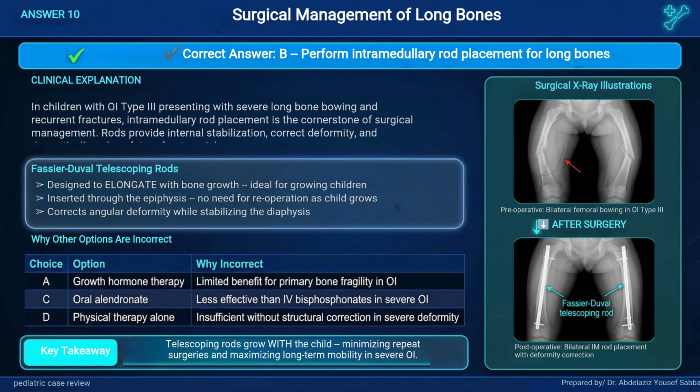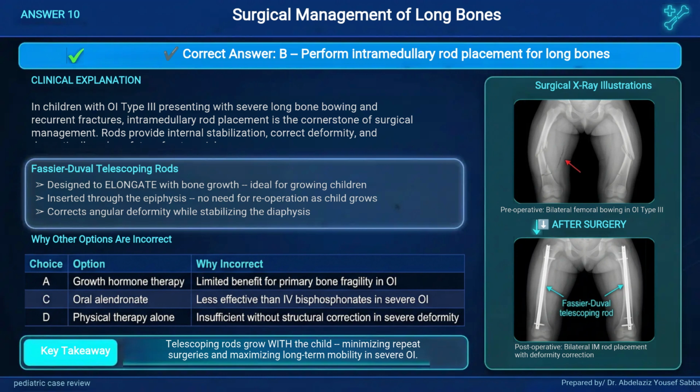In children with osteogenesis imperfecta type 3 presenting with severe long bone bowing and recurrent fractures, intramedullary rod placement is the cornerstone of surgical management. Rods provide internal stabilization, correct deformity, and dramatically reduce future fracture risk. The preferred device is the Fassier-Duval telescoping rod, designed to elongate with bone growth, ideal for growing children because it is inserted through the epiphysis and eliminates the need for reoperation as the child grows. It also corrects angular deformity while stabilizing the shaft of the bone.